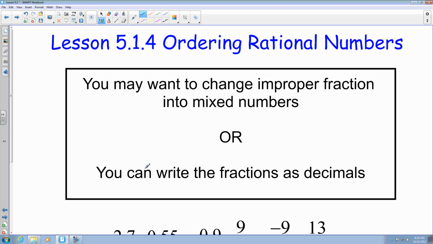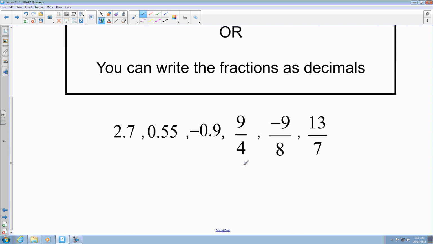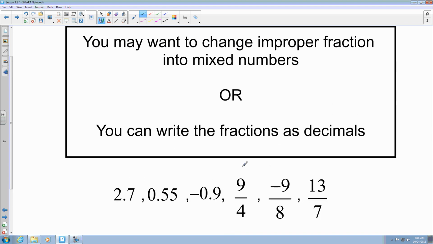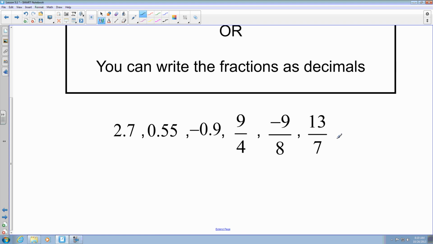Last thing we're going to talk about is ordering of rational numbers. And for this example, we're going to want to write these from least to greatest. We can write them as fractions or as decimals. I like to use decimals because they're easier to see. So what I'm going to do is make each fraction into a decimal.